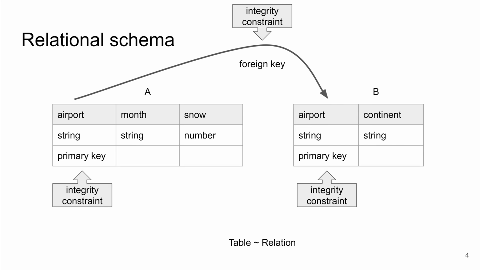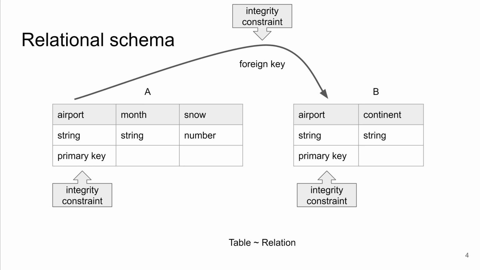When we want to describe how the data looks like in those tables, we create a schema. And for the relational data model, we have a relational schema, which basically describes the relations of the tables. So it describes which columns which tables have and what data types do the values in the columns have. So in this case, airport and month are strings, and snow is a number. And regarding the table B, airport is a string and continent is also a string.